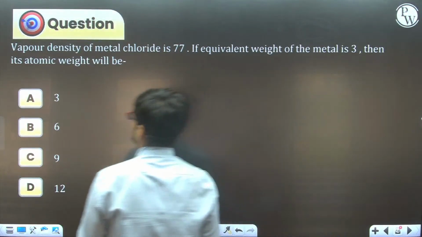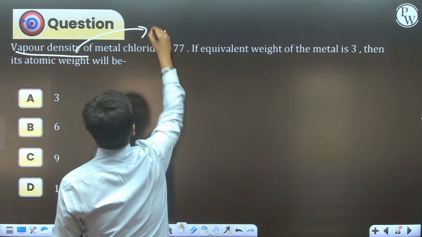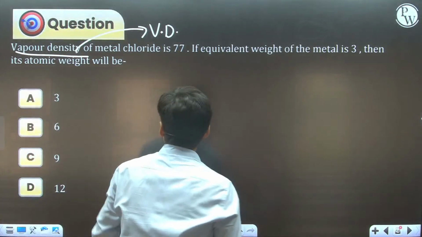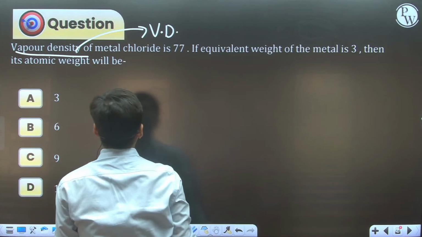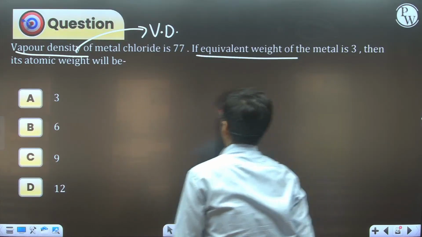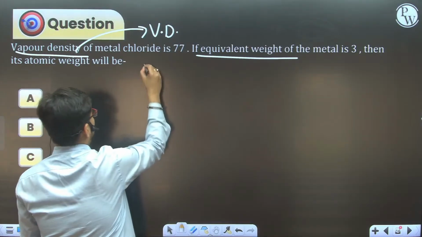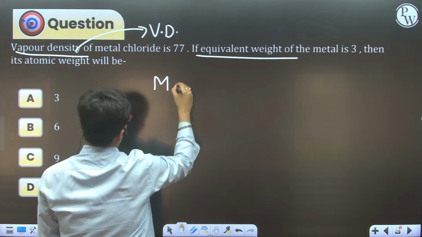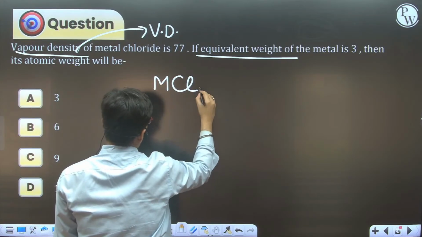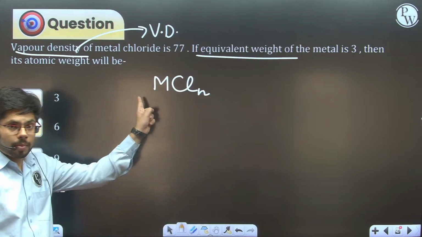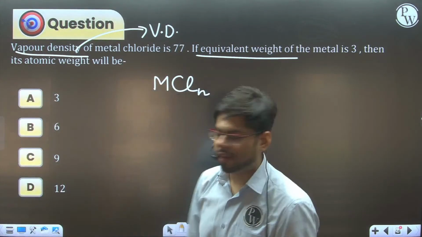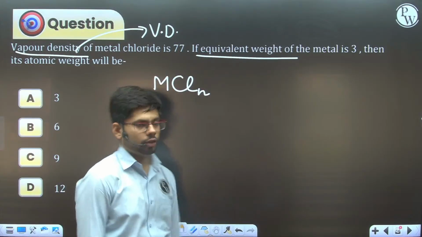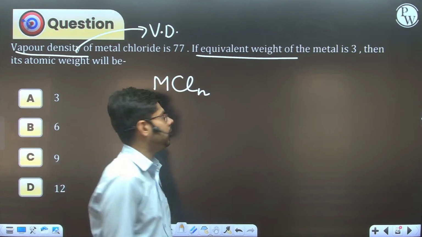Next one, vapor density, VD. Vapor density of metal chloride is 77. Now see, for any element, equivalent weight has been given, right? So, now if the element is M, that is the metal, let it be M. Then the formula of the metal chloride is this. Why? We know that metal will show a positive valency and chloride means Cl has a -1 valency, and from that knowledge I can write this is the formula of the metal chloride, right?